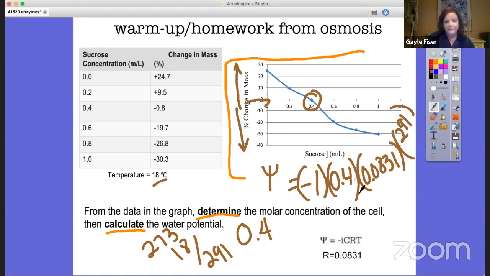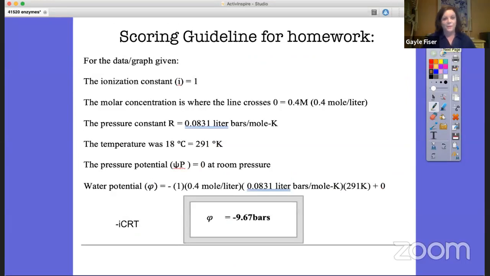I have -9.67. Okay, so let's check against the scoring rubric. All right, so yes, here we go. And we have bars. If we did this all out nicely and it worked out, we would have moles that would eliminate, then liters, and then we would have the K, and we would be left with bars as our unit.